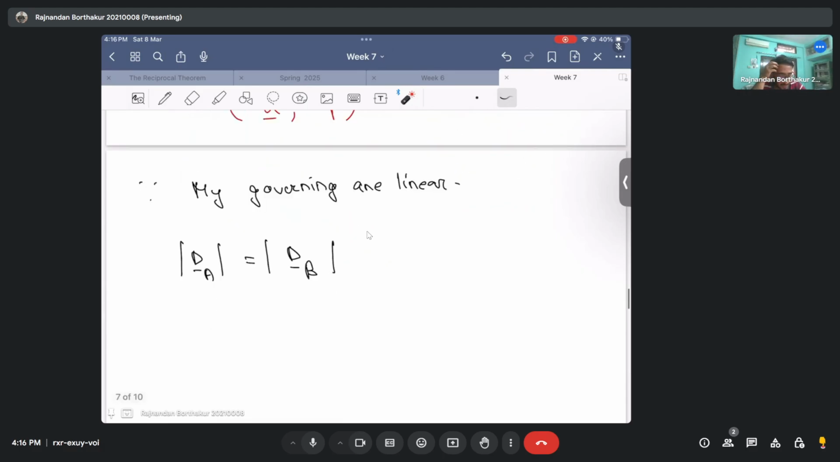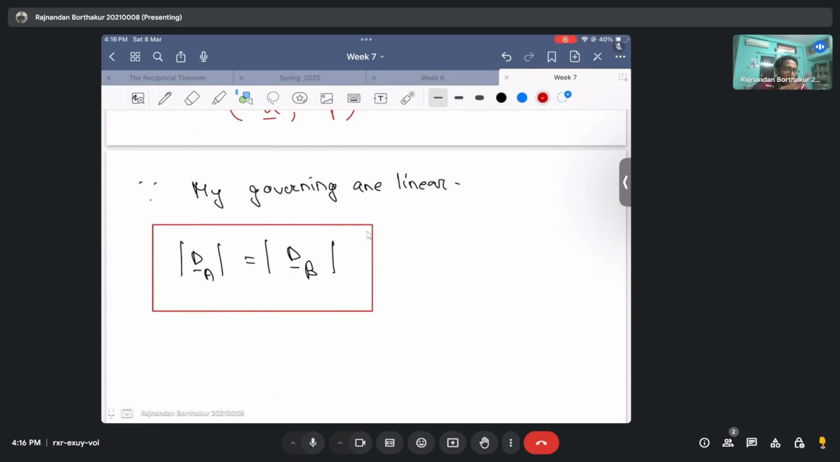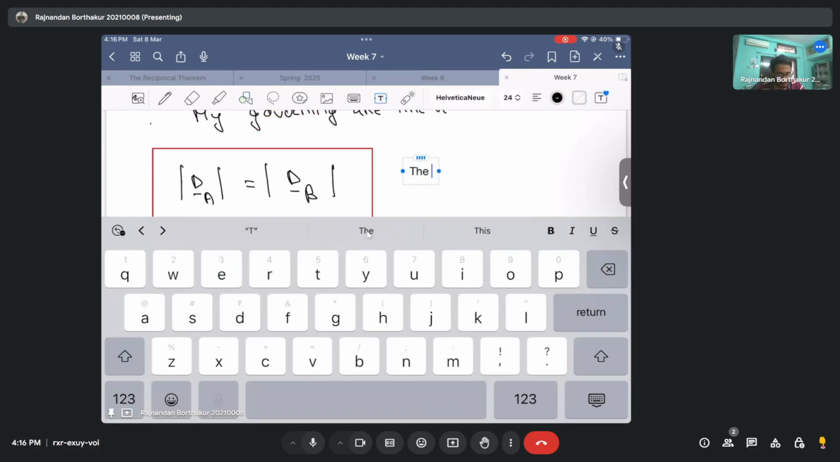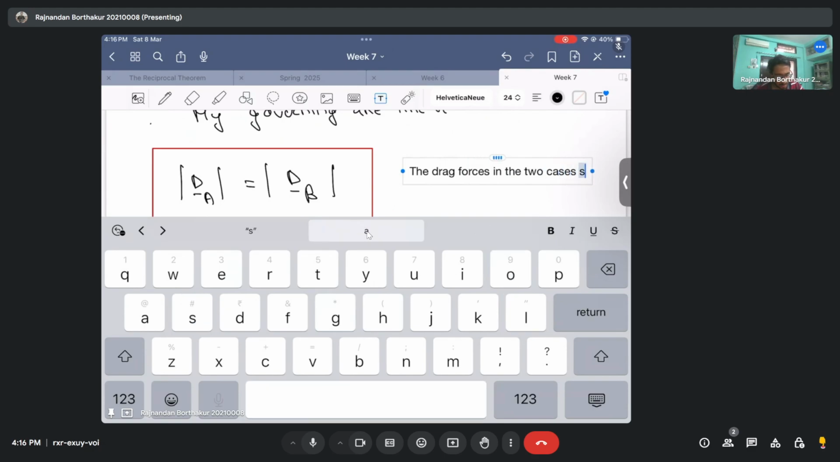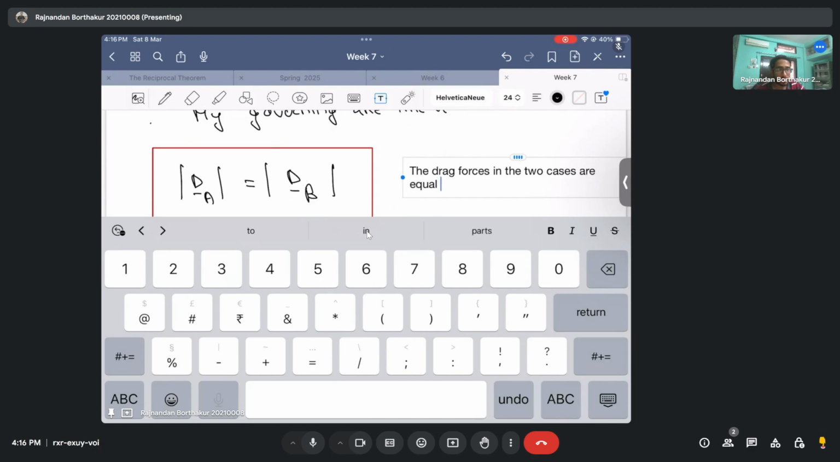Okay, so this means that my drag forces in the two cases, although it seemingly appears that the drag in B will be greater, in the limit of creeping flows the drag forces will essentially be the same. Okay, this means that the drag forces in the two cases are equal. And this is only because my governing equations are linear.